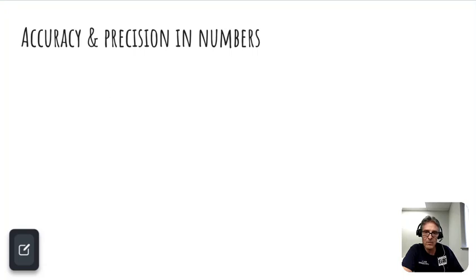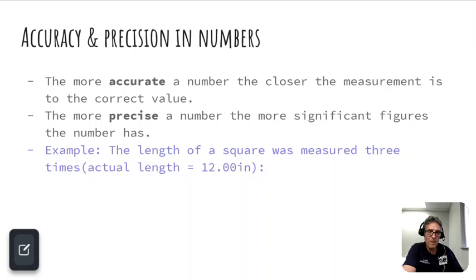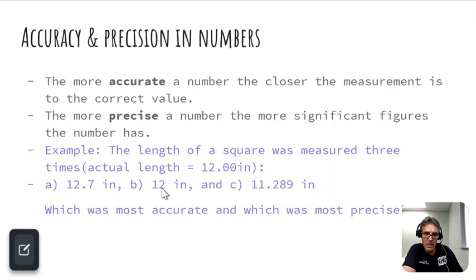So I'll illustrate it this way. Let's say you have a square and you measure it 3 times, and let's say that we don't know this to start off with, but the actual length is 12.00 inches. Let's say the first time we measure it, we come up to 12.7 inches. So that's not very close to 12, but it's where it is. Let's say another time we measure it, we come up to 12 inches. And then a third time we measure it, with a different measuring device each time, by the way, we come up with 11.289 inches.